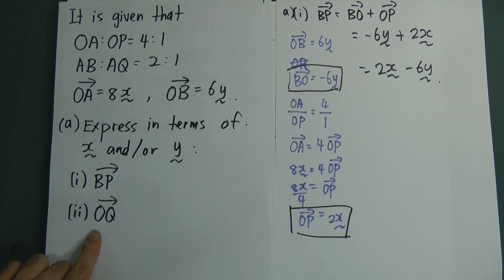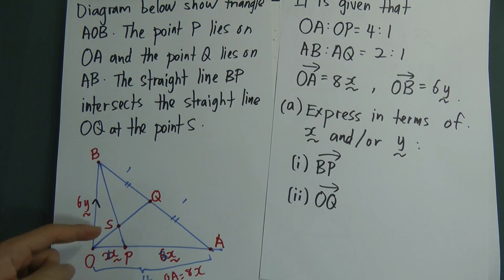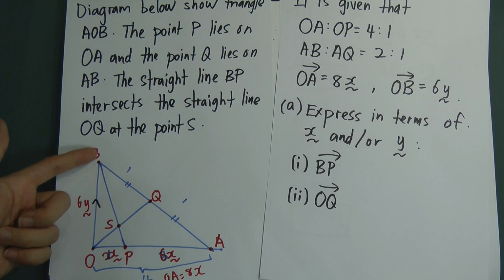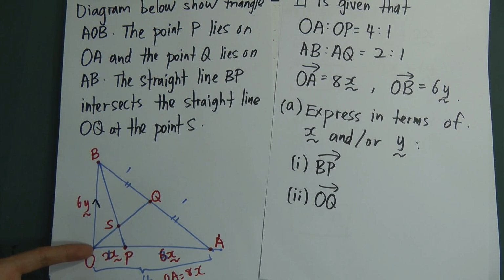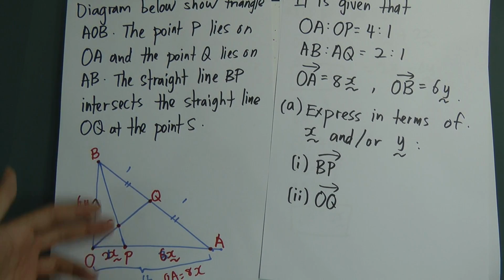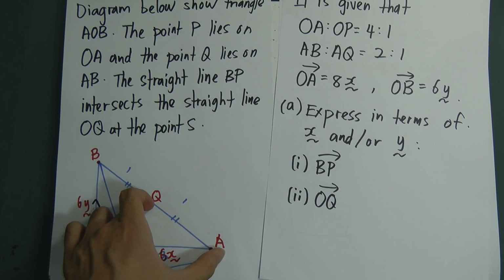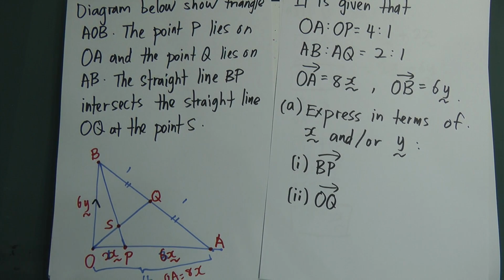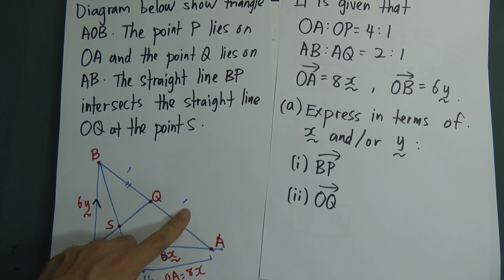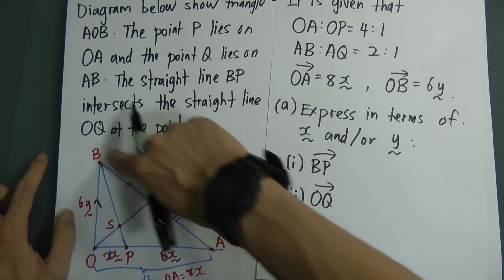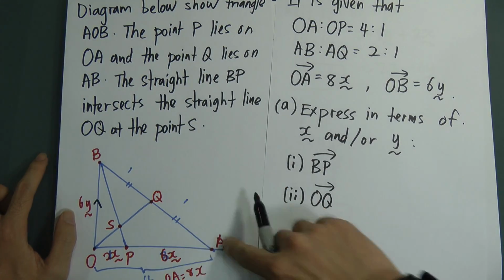He asked for OQ. Okay, now we're going to do OQ. For OQ, given the starting point and ending point, you can go O to B, B to Q. Or O to A, A to Q. Either way you can get it, but you must know the vector for AQ or BQ. Because here the ratio is 1 and 1, we must find what is AB. After we get AB, we can get AQ easily.